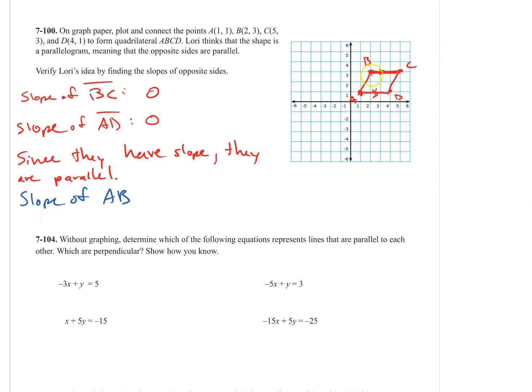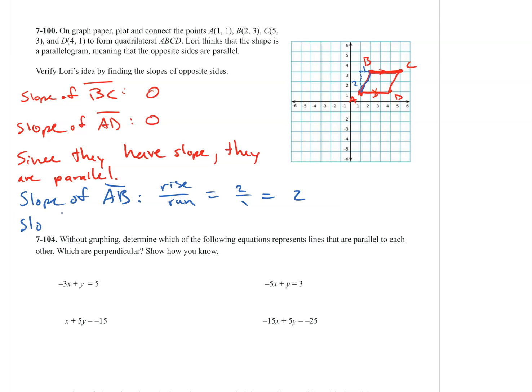Slope of AB. This isn't flat. I need to draw a slope triangle. Okay, so from A to B, I go up 2 and over 1. So that's rise over run. The slope of AB is up 2 over 1. 2 divided by 1, that's just 2.